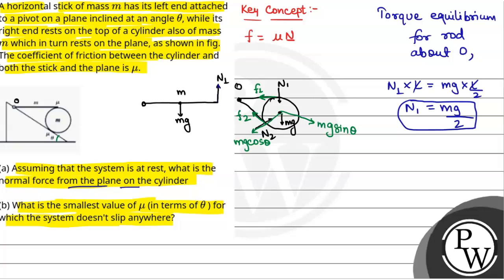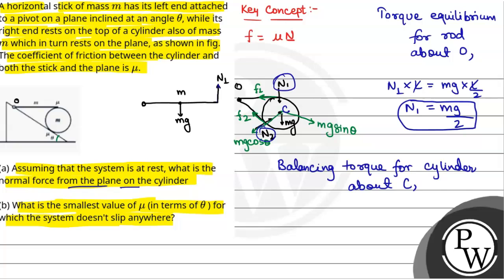Now we will balance torque for the cylinder about point C. This is the center of the cylinder, point C. If we balance torque for the cylinder about point C, the torque due to N1 and N2 will be equal to 0, and the torque due to mg will also be equal to 0, as the lines of action of these three forces pass through the center.